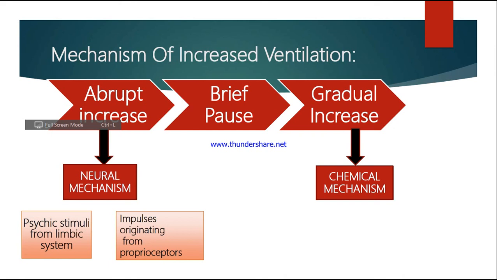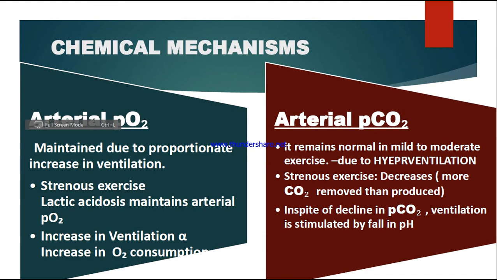Now, when we have increased our ventilation, what happens? A brief pause will come. There will be an increase in carbon dioxide, and that increase in carbon dioxide will stimulate the brain, and there will be a gradual increase in ventilation again, but that will be guided by the chemical mechanisms. And this chemical mechanism is nothing but the partial pressure changes in the form of PO2 and PCO2.